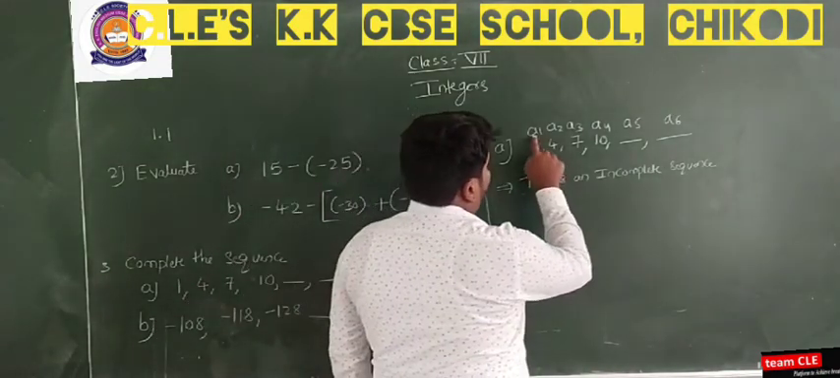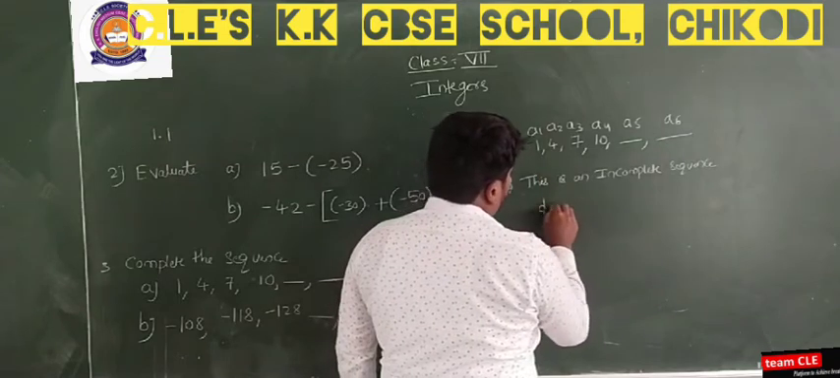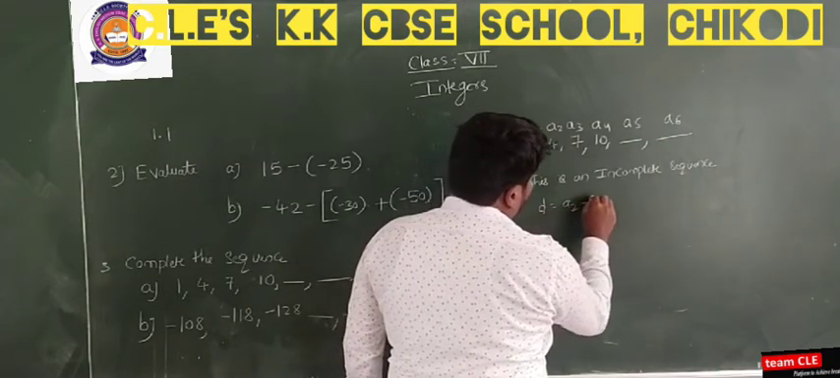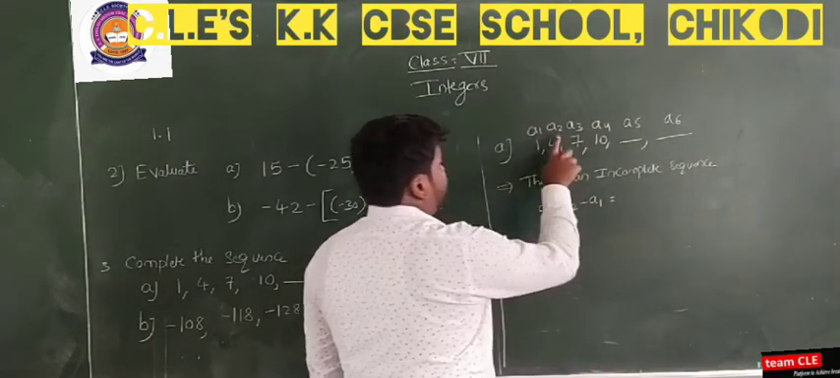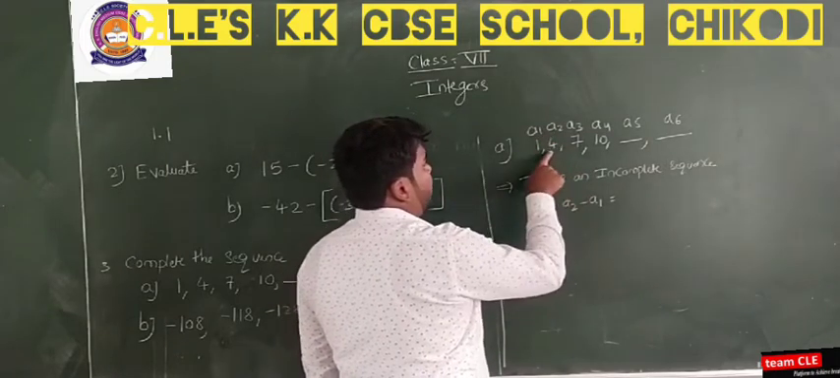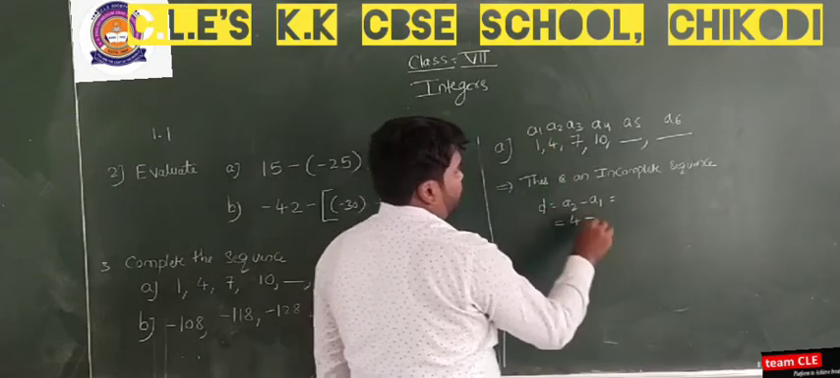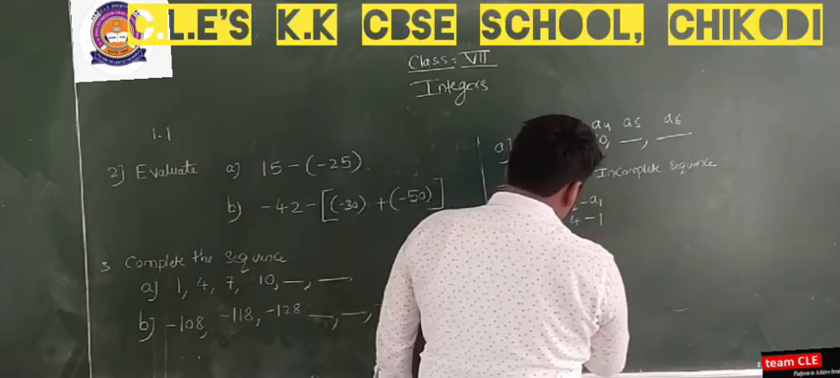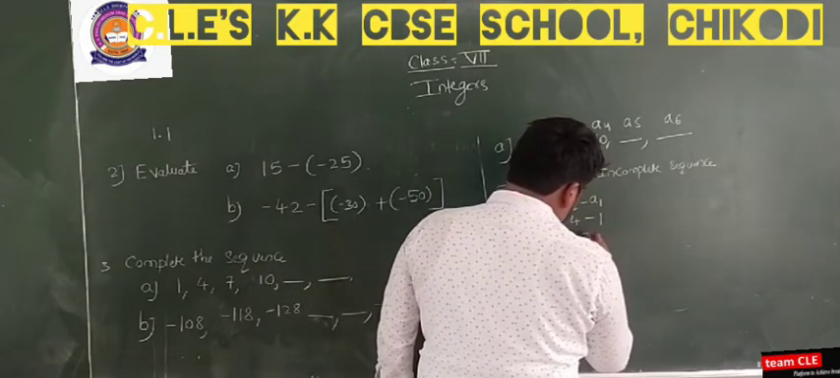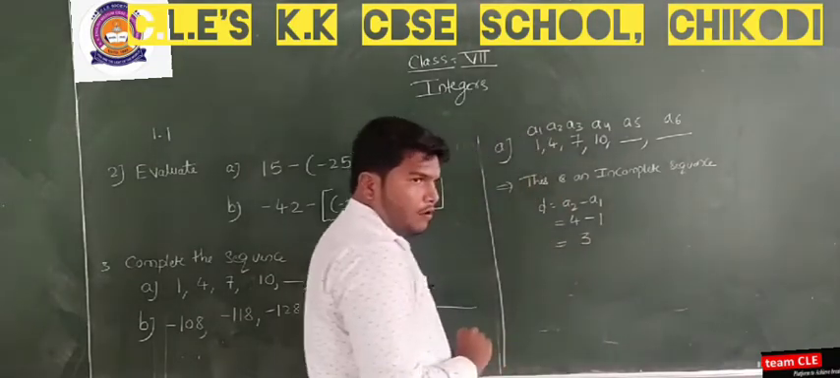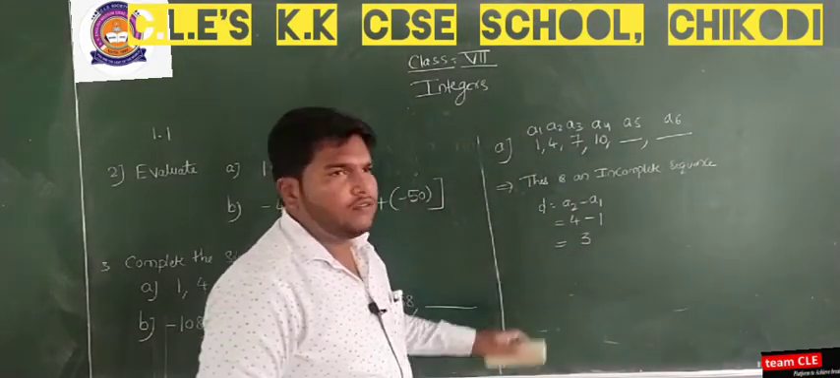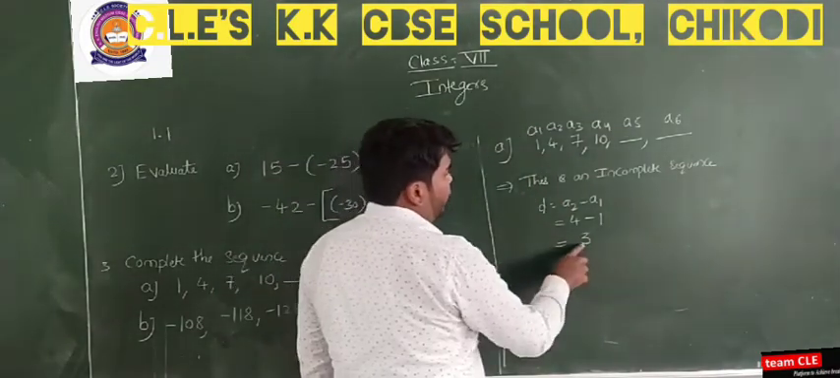First see A1, A2. D is equal to, we have the formula, A2 minus A1. What is your A2? Your A2 is 4, minus sign as it is, A1 is 1. Now see, 4 minus 1 is equal to 3. So this is your difference.